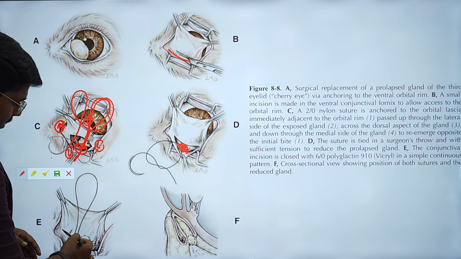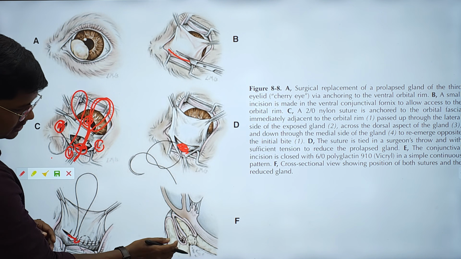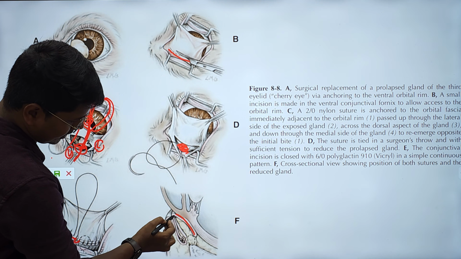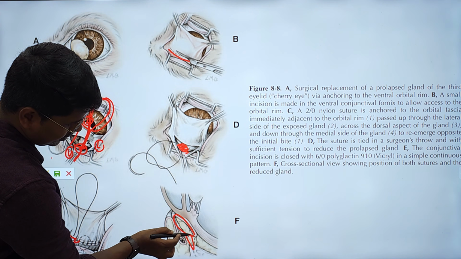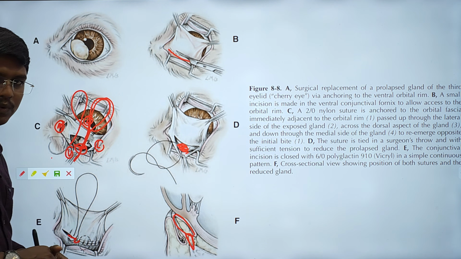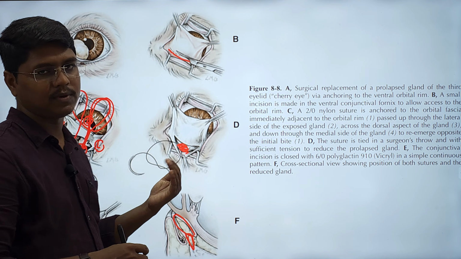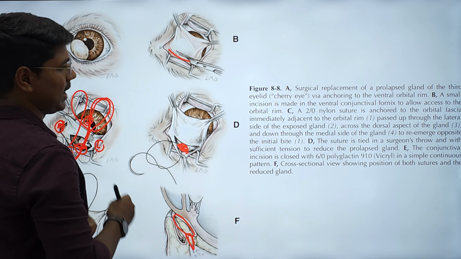Then simply close the fornix with a simple continuous pattern. You can see here, this is a cross sectional image. This is the gland, which has been adhered to the orbital rim. So this is the anchoring technique for the correction of cherry eye.